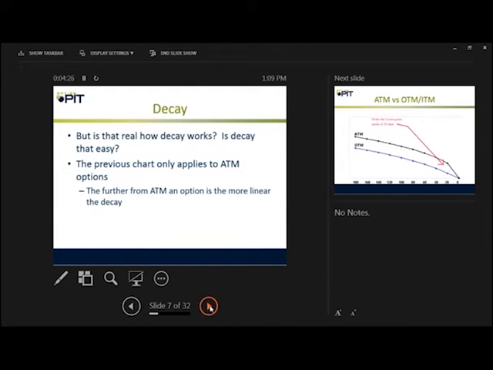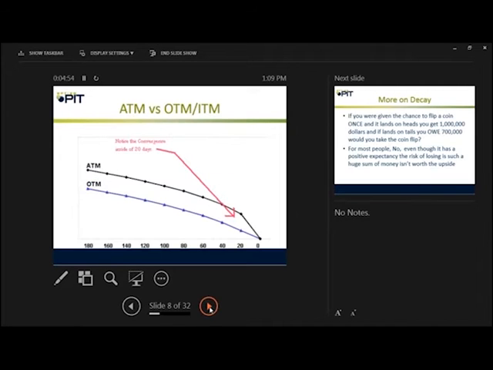The previous chart only applies to at-the-money options. The further from at-the-money an option is, the more linear its decay. An option that is at the money has that exponential function; an option that is not does not. It is much more linear. Linear means straight line. Let me show you an example of what it might look like. At the money, you get this kind of real selling, whereas out of the money, that is a much more linear function.